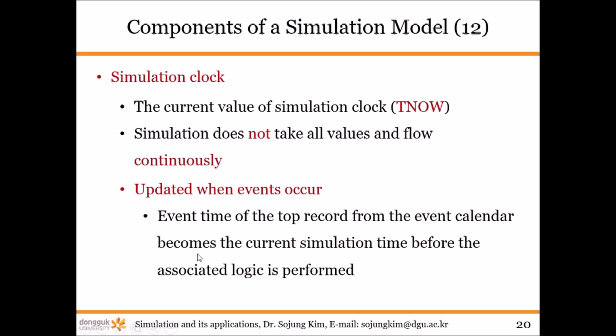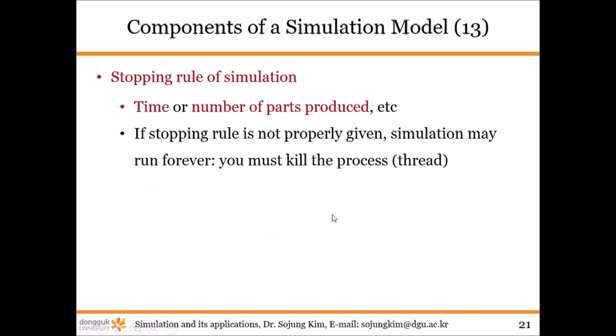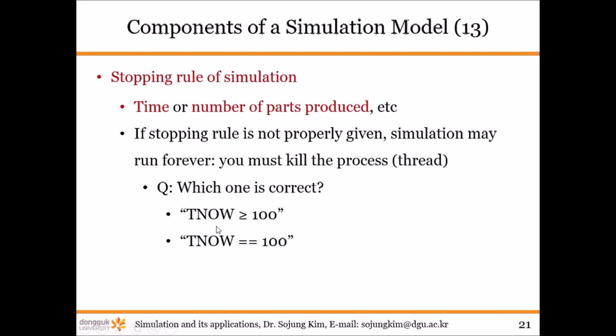That's what I mentioned here. All right, the simulation clock is updated when an event occurs. So let's say an event occurred at TNOW at 99 minutes, and then the next event was at 101 minutes, which means TNOW will be 99, and then it will become 101, right? So it will not consider the 100 at all. So the next one cannot be used as a termination condition for the simulation model. Got it? So the first one is the correct one.